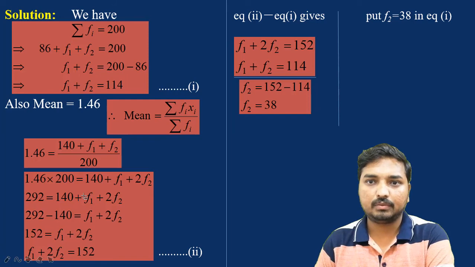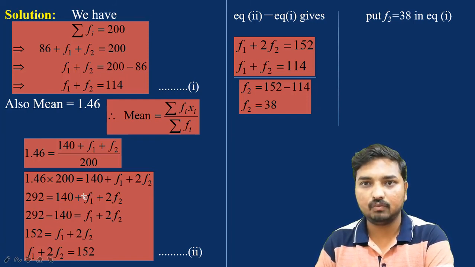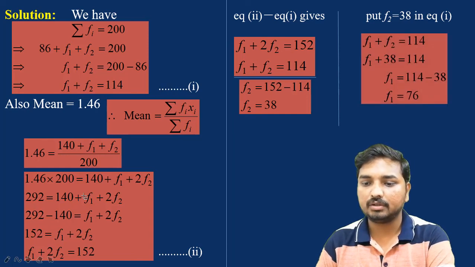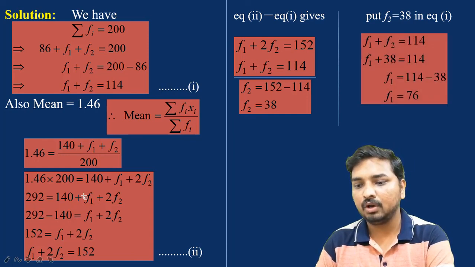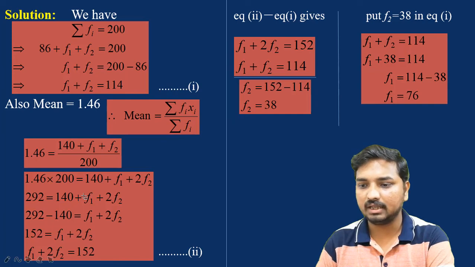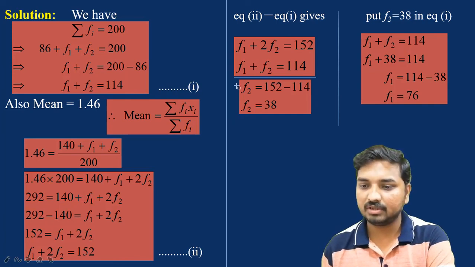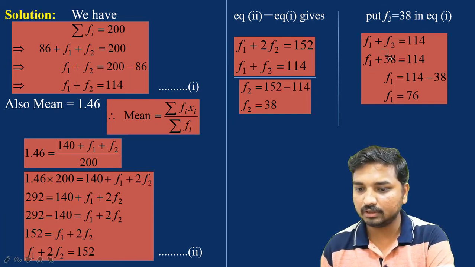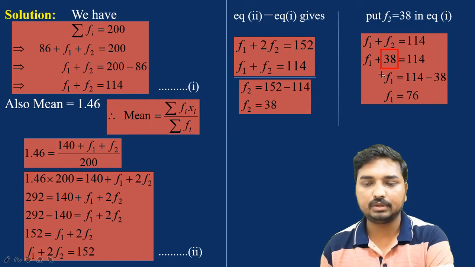So, I'm going to substitute F2 is equal to 38 in equation 1. It will become what? F1 plus F2 is equal to 114, equation number 1. And I'm going to substitute here F2 is equal to 38.